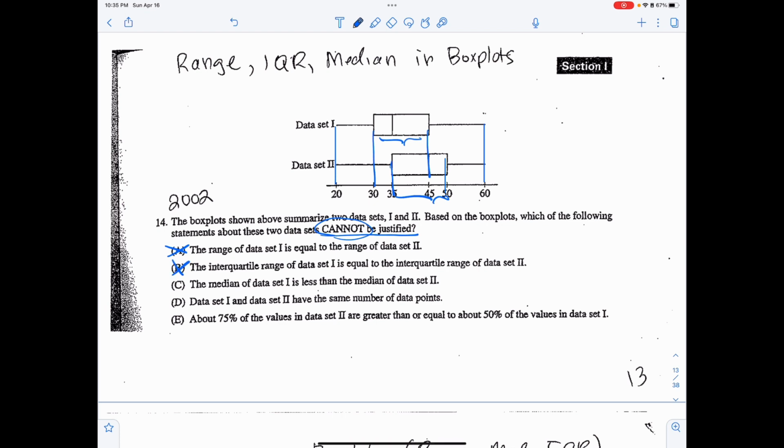The median of data set 1 is less than the median of data set 2. So we look at the median of data set 1, it's here, and that's 35, and data set 2 is 45. Well, that's true, so that can't be it. Data set 1 and data set 2 have the same number of data points. That one, that's it. We have no idea how many data points they are. We just know the percentages.